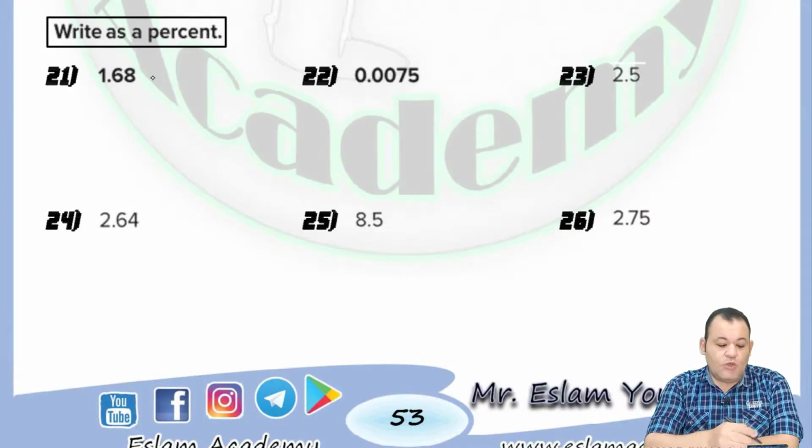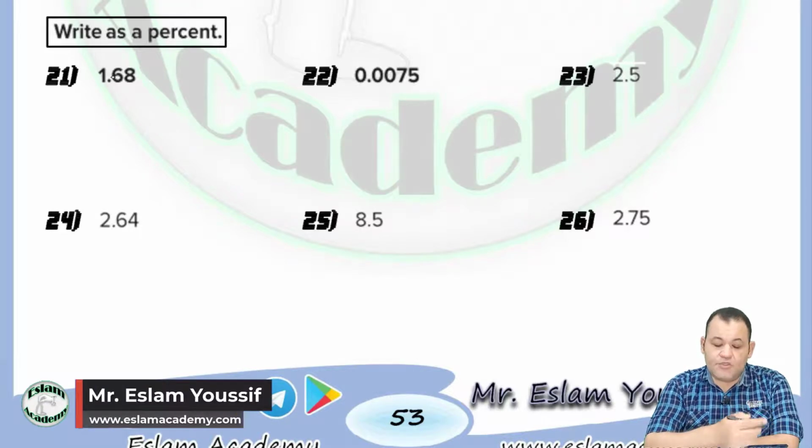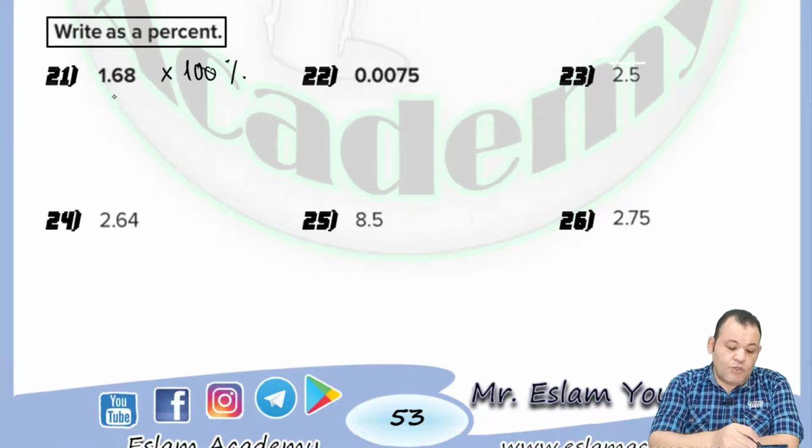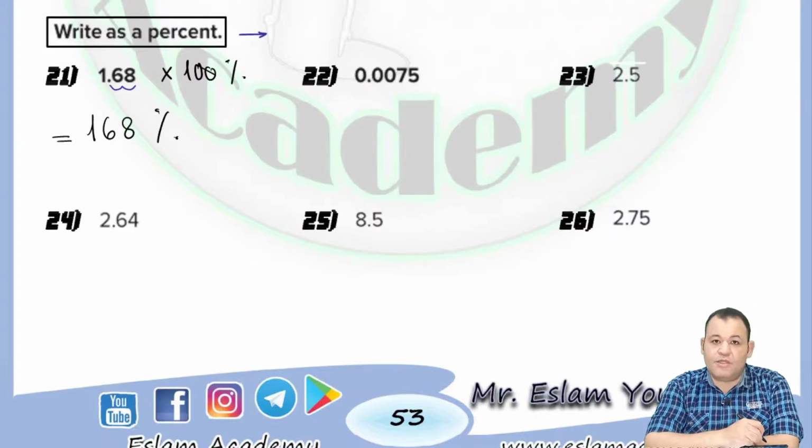In this part of the lesson, we'll know how we can convert a decimal to percent. To convert anything to percent, we just need to multiply it by 100%. Because you multiply by 100, all we have to do is just move the decimal point 2 places to the right. So the answer now will be equal 168%.